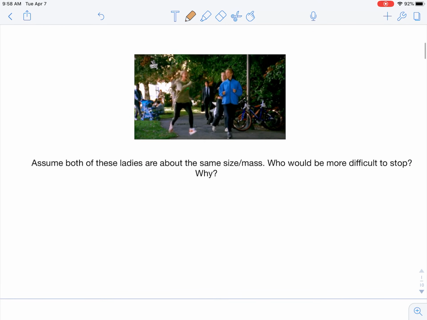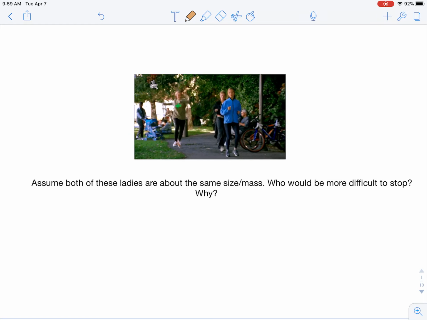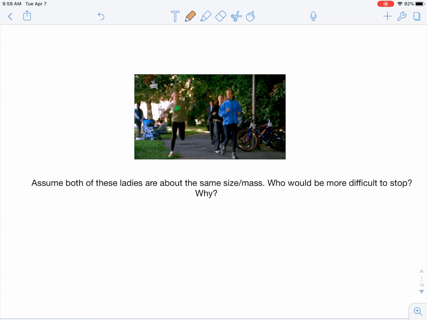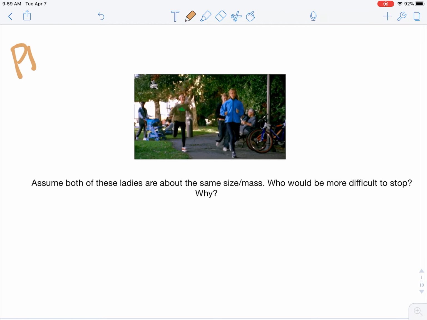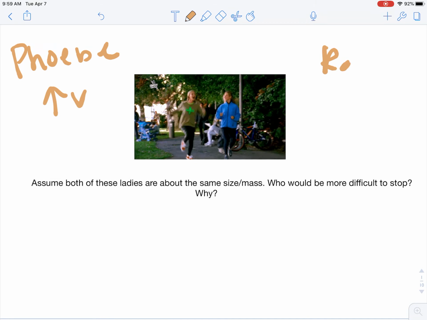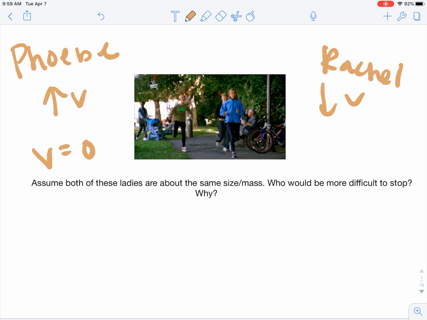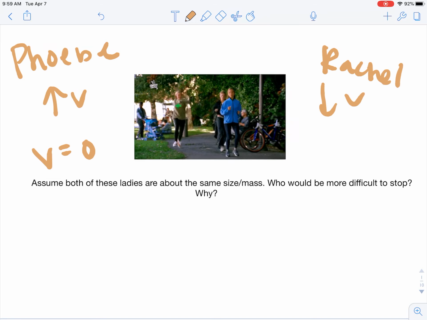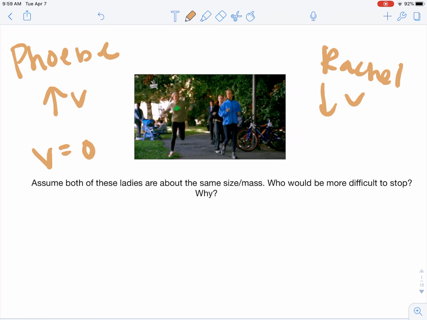Let's look at an example where the two objects are relatively the same size. So we have Phoebe in the green, who's running much faster than Rachel in the blue. Let's assume both of these ladies are about the same size. Which would be harder to bring to a stop? Who has more momentum? I would say Phoebe. Phoebe is moving much faster than Rachel. She's therefore further away from rest and would be harder to bring to a stop. You would have to work harder to bring Phoebe to rest than you would Rachel. Rachel's moving pretty slow and kind of close to being at rest.